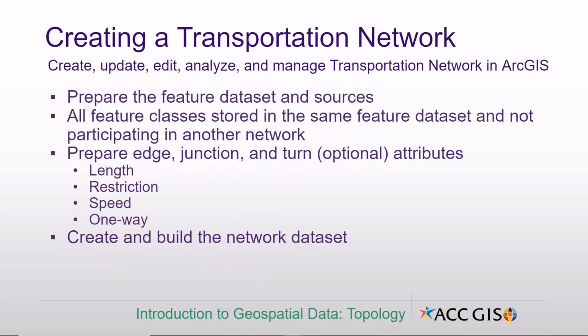To create a transportation network in ArcGIS, first you need to prepare the feature data set and sources. Again, set the coordinate system and make sure that your feature classes that are going to participate in your transportation network are all stored in the same feature data set. You also need to ensure that none of your feature classes are participating in any other network. Then you prepare your edge, junction, and turn attributes. We've talked about that already, things like the length or the speed or whether it's one-way or two-way street. And then you create and build the network data set.